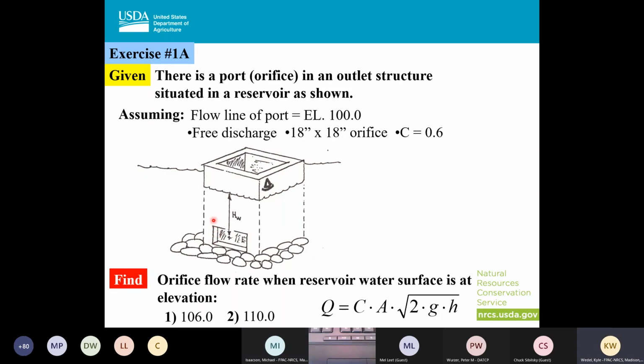So hopefully you can see this now. On my example here, I have an orifice that's 18 inches by 18 inches. The bottom elevation is going to be at elevation 100. My coefficient is going to be 0.6. And then I'm going to solve it for when my surface water is at 106 and 110.